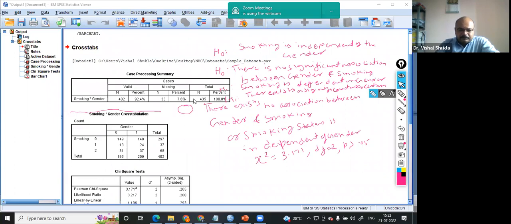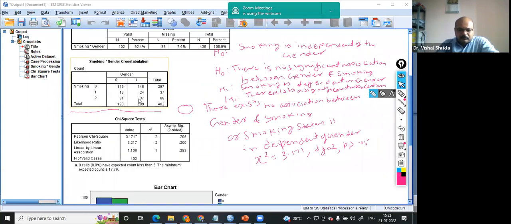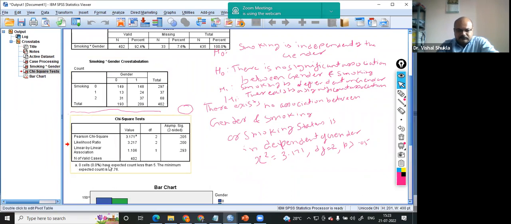Now, if you see your row and column, you are getting values more than 5 in every case. And here, if you see the results, 0 cells have expected count less than 5. The minimum expected count is 17.76, which is fulfilled. I have seen people doing chi-square test where it is written that 80% or 70% or 50% cells have expected count less than 5. If this is the case, your chi-square test is wrong. None of these cells should have expected count less than 5. Minimum 5 count should be in each of these cells.